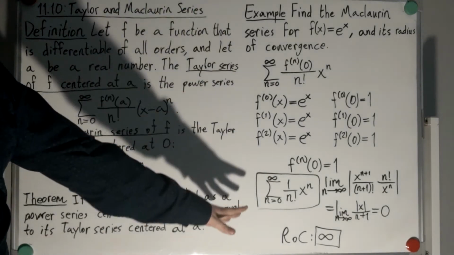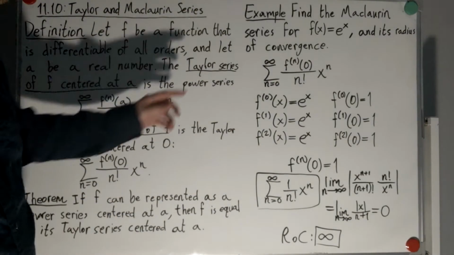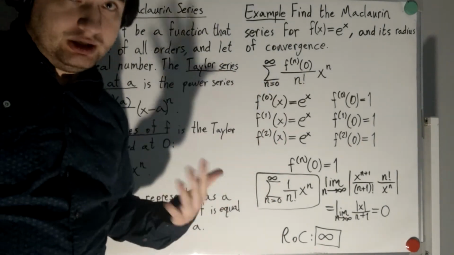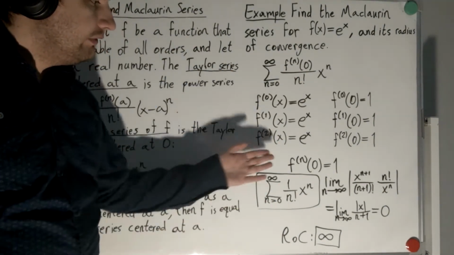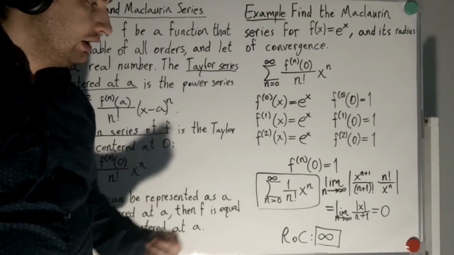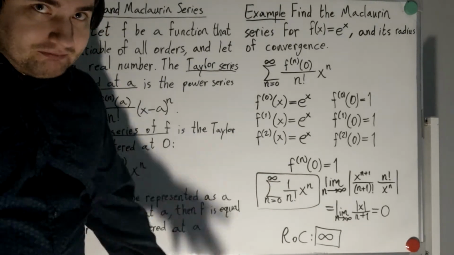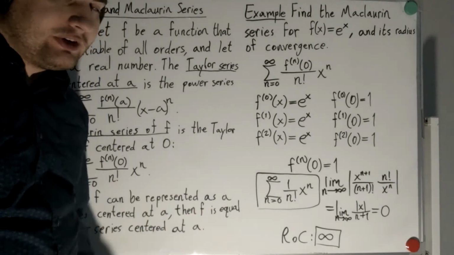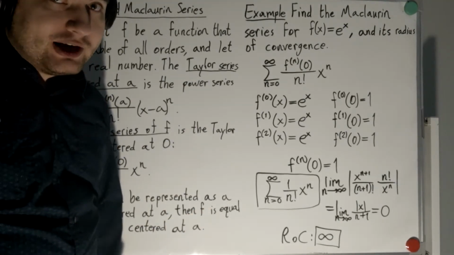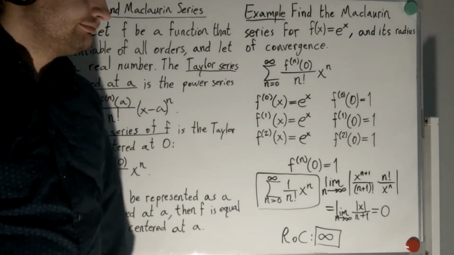And this is always all you need to do. You just need to figure out how to write the nth derivative evaluated at a. And you're going to do that by just looking at a few derivatives, seeing if you can figure out a pattern. You put that in, and then that's your Taylor series. And then you find the radius of convergence, just like we did in previous lectures.